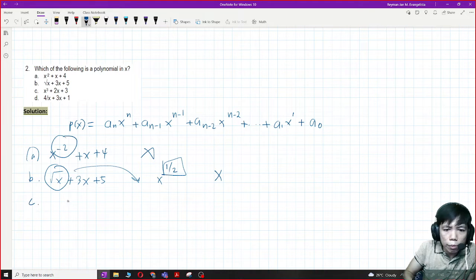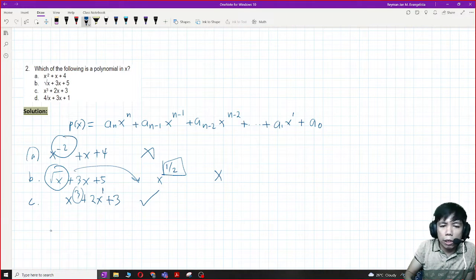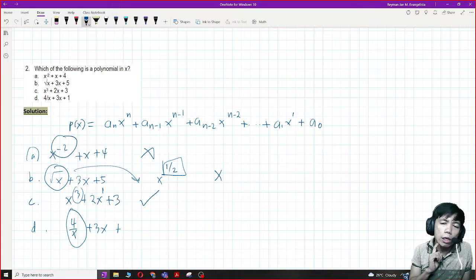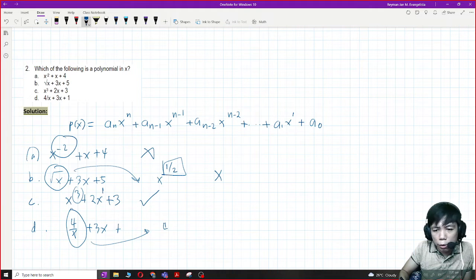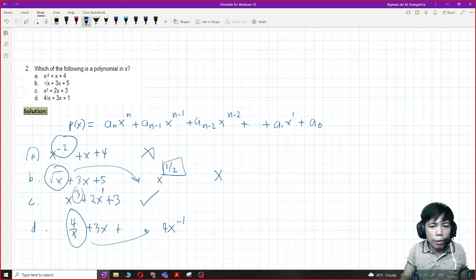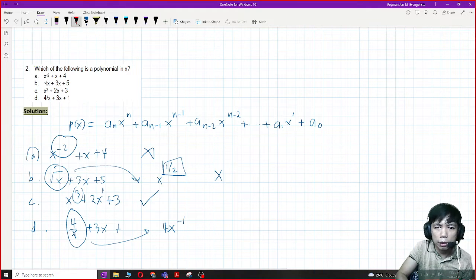Letter C. x cube plus 2x plus 3. Lahat ng exponents, positive integers. Good sa yung cube, yung 1 dito. So check to na. And sa option D naman, meron tayong 4 over x plus 3x plus 1. Ito hindi siya polynomial in x, kasi yung 4 over x, pwede mo siyang i-write as 4 times x raised to negative 1. So meron ka nang negative na exponent, bawal yan para maging isang polynomial in x. So the option that is correct is letter C.